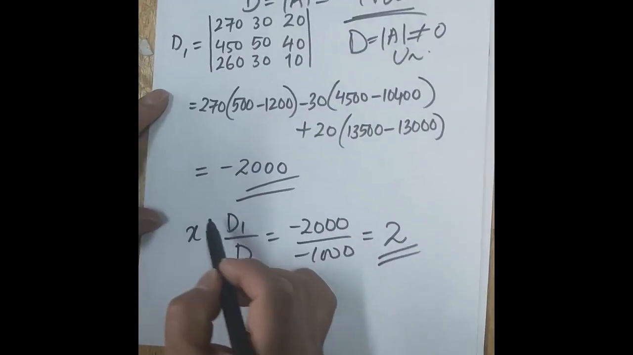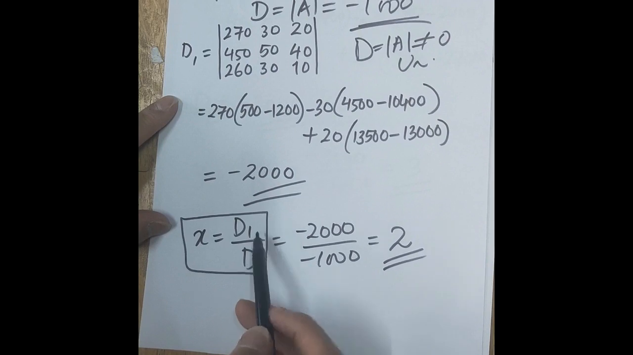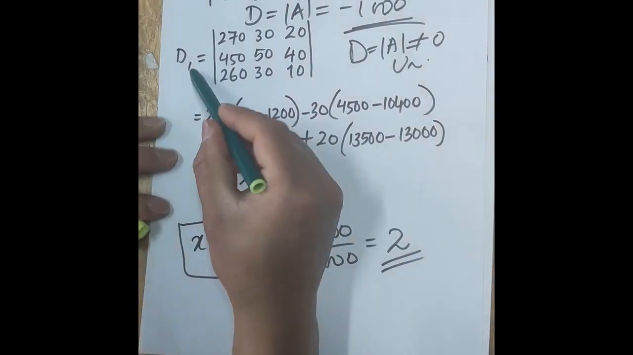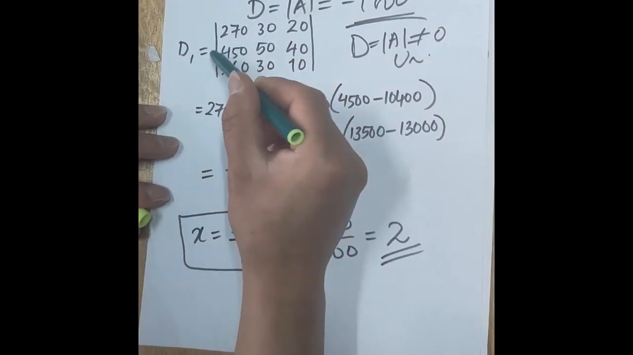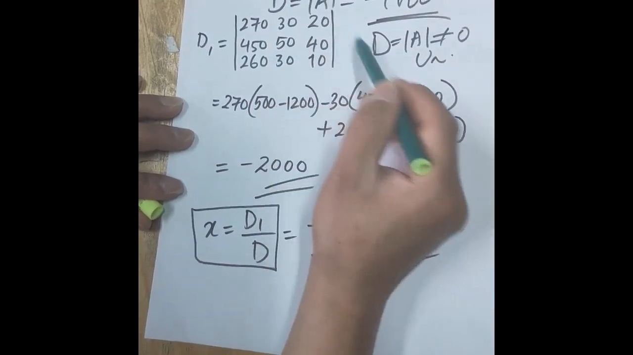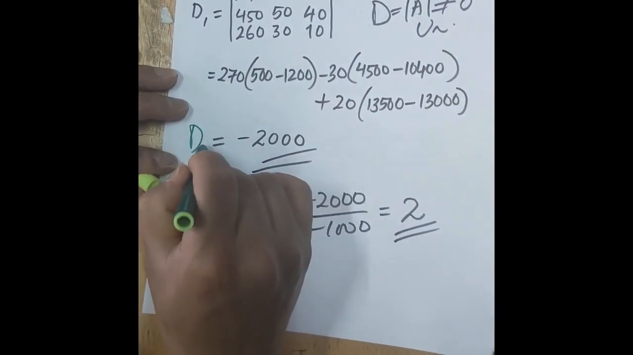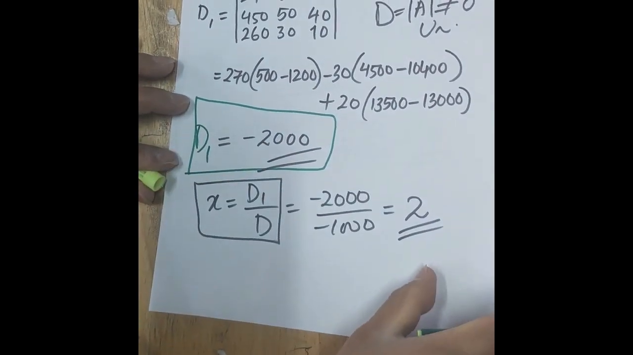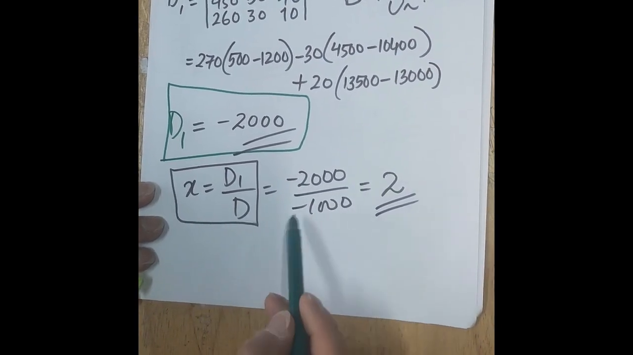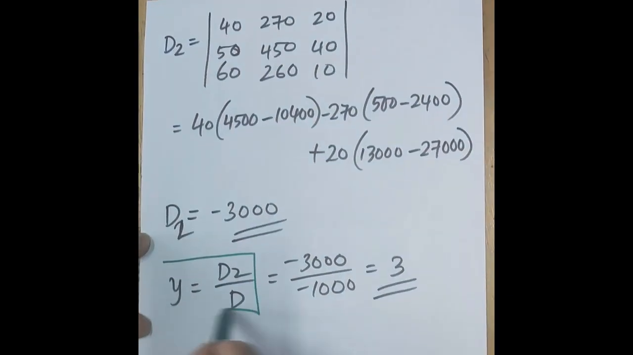So next, how do you find the solution for x? X is obtained by using the formula d1 by d. To find the value of d1, you have to find the determinant of our coefficient matrix A after replacing the first column of the coefficient matrix A by the constant matrix B. If you put it here, you get the value of d1, which equals minus 2000. Therefore, our value of x equals d1 by d, minus 2000 divided by minus 1000, which equals 2.